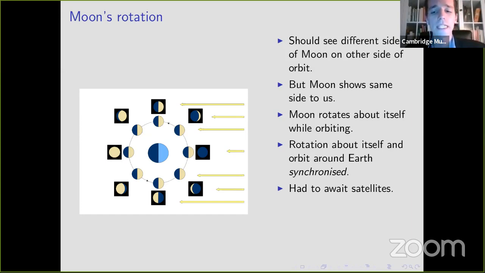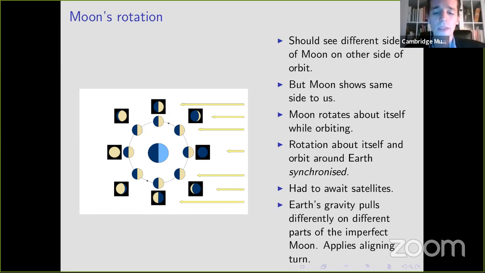So we had to await satellites to see the other side of the moon. However, in this case, there is an explanation. The Earth's gravity pulls differently on different parts of the imperfectly spherical moon, and so it applies an aligning torque that prefers the moon to always show the same side.